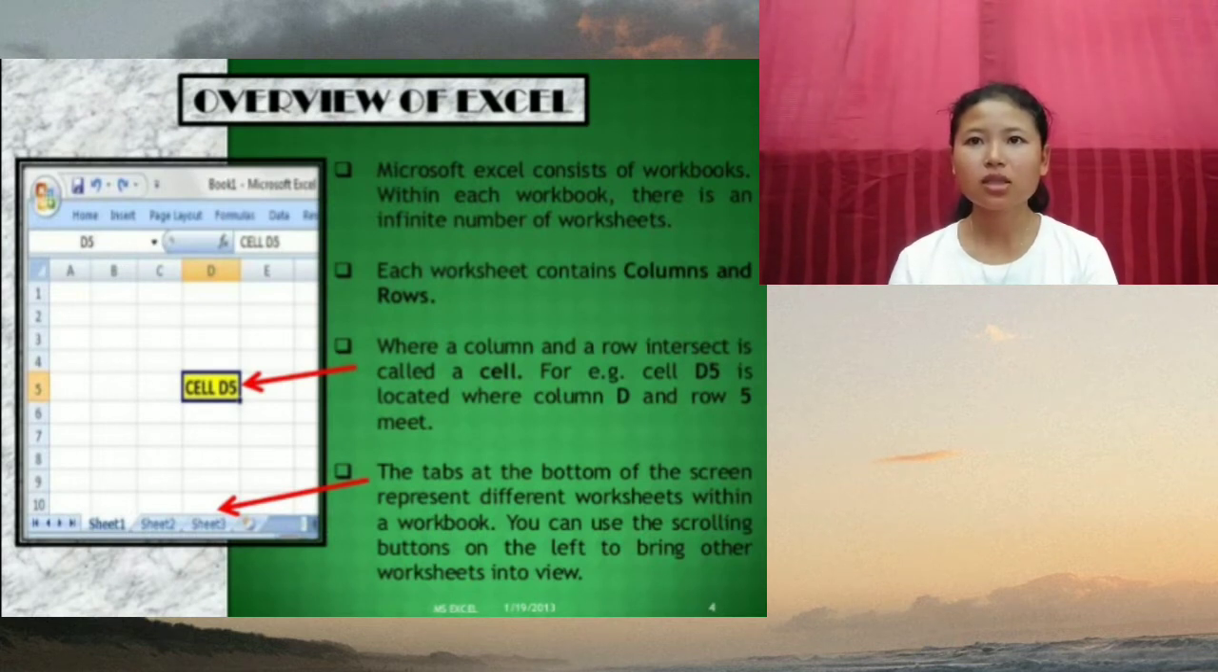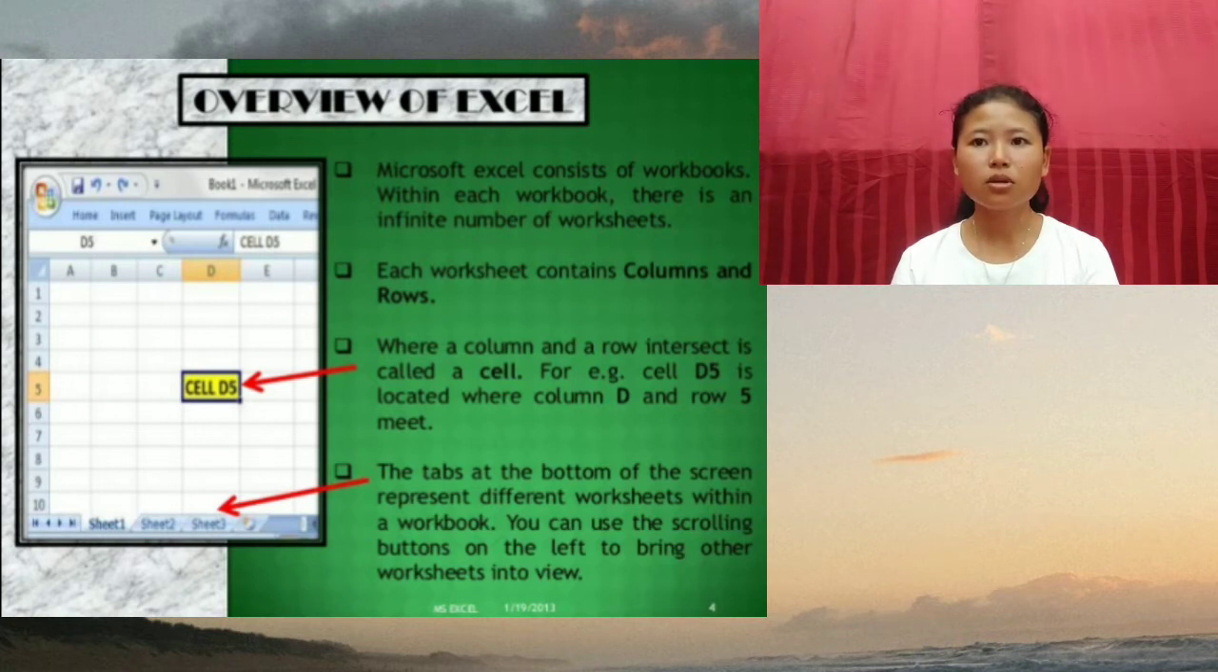Microsoft Excel consists of workbooks. Within each workbook, there is an infinite number of worksheets. Each worksheet contains columns and rows. Where a column and a row intersect is called a cell. For example, cell D5 is located where column D and row 5 meet.